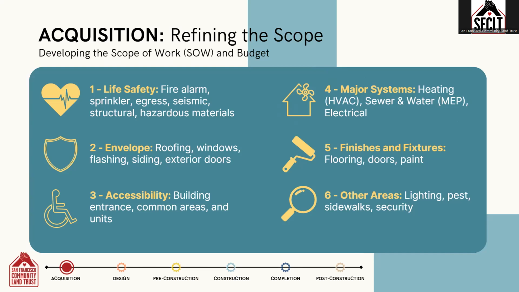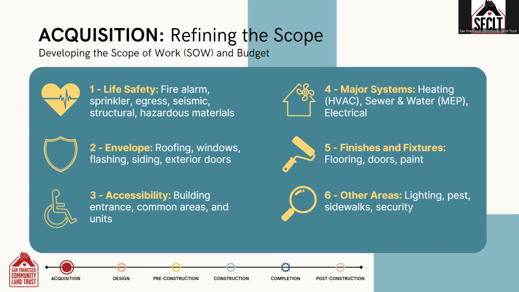The construction scope should reflect the following set of priorities if value engineering is required. First is life safety. This is the highest priority. The project should prioritize work that includes the fire alarm system, sprinkler system, and means of egress, as well as addressing any seismic or structural concerns and remediating any hazardous conditions or materials.